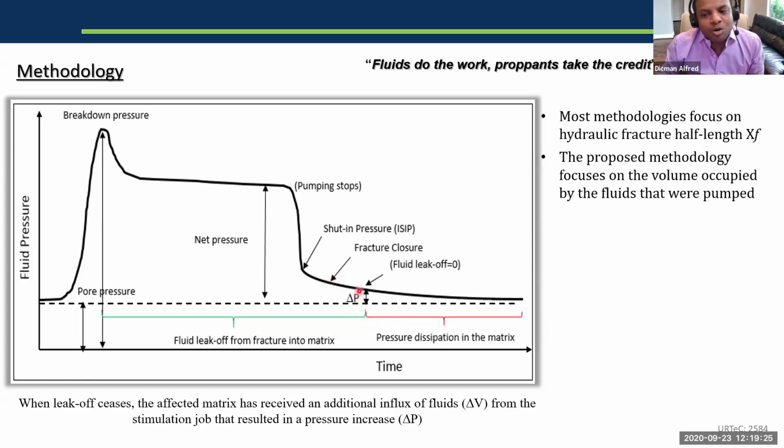And at some point, all the fluid will go in because there will be an equilibration created from the stimulated fracture and the matrix. At that point, there is no movement of fluids from the fracture into the matrix. And that is the point I'm interested in: I need to say, at some point in time, how much of this fluid has gone into this matrix. Is it possible to estimate this in a real-time job?